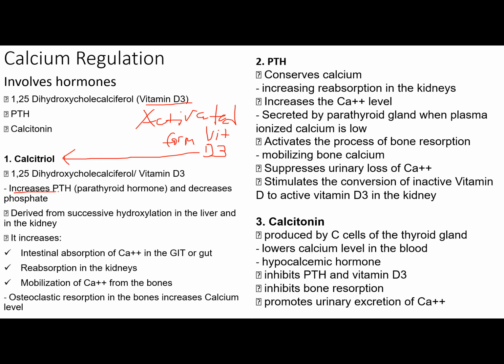Calcitriol class increases PTH and decreases phosphate, derived from successive hydroxylation in the liver and in the kidney. So, ang ginagawa ni calcitriol class, it increases the following: intestinal absorption of calcium in the GIT or gut, reabsorption in the kidney, and mobilization of calcium from the bones. Osteoclastic resorption in the bone increases calcium level.